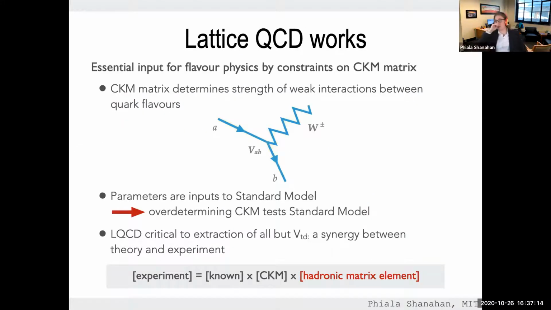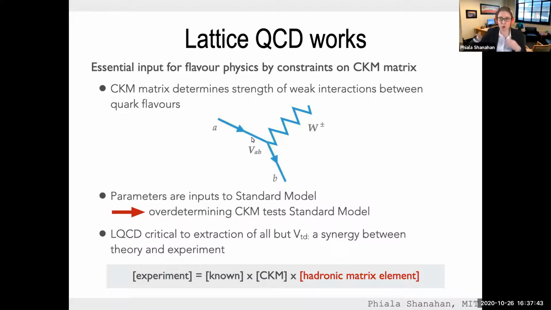Okay, so just another example of an area where these sorts of calculations have become very important is in flavor physics. The CKM matrix determines the strength of the weak interactions between quark flavors. So we have here a vertex, a quark of one flavor becoming a quark of another flavor by the interaction with a weak boson, and that's parameterized by this CKM matrix element here.